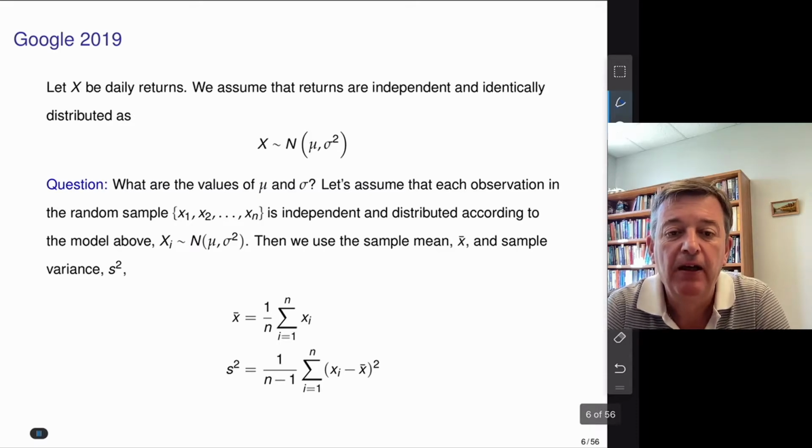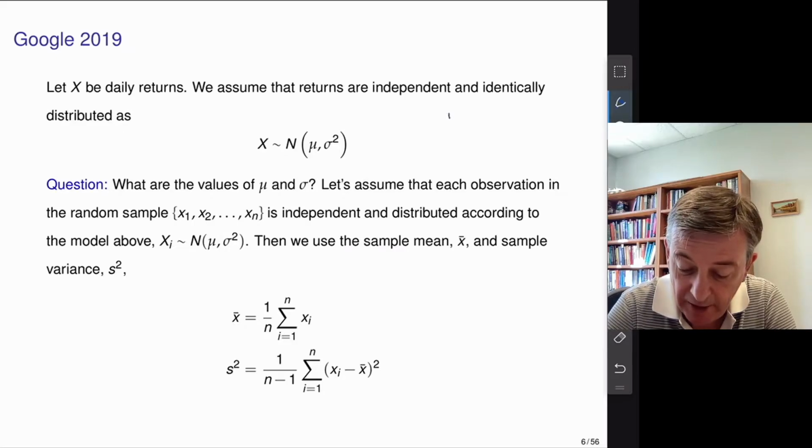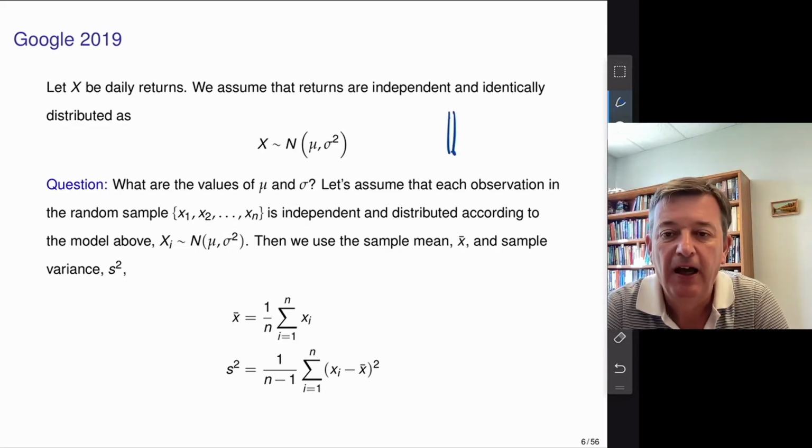Okay, so let me start with a very, very simple probability model. So let's try and see if we can understand the stock returns of Google stock. So first of all, I have to define a random variable x. That'll be daily returns of Google stock, and I'll start with a very simple model, too simple of a model.